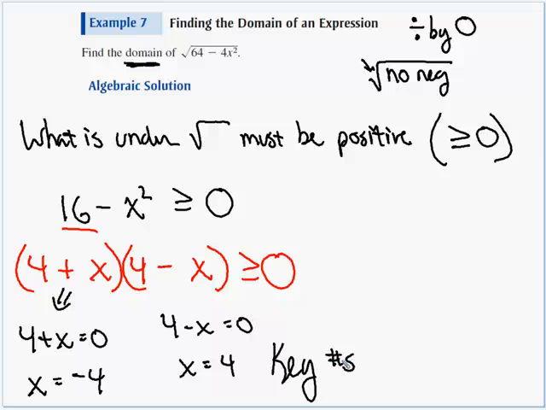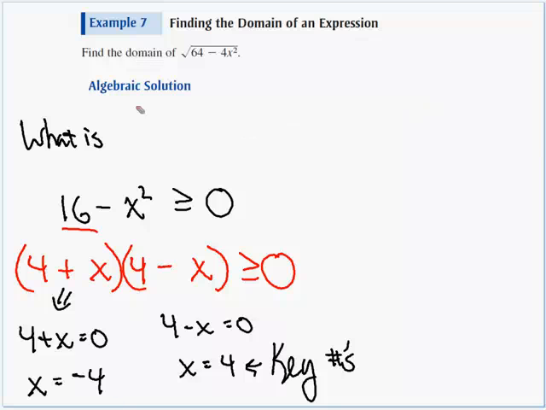We know something's going on at those key numbers on the number line. So let's come up with a little number line here. I guess we can move this up.